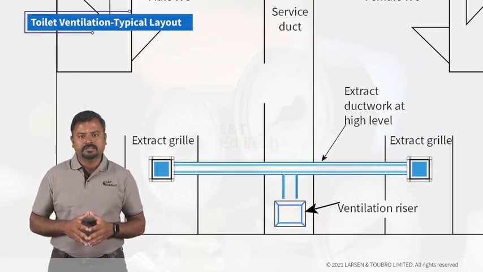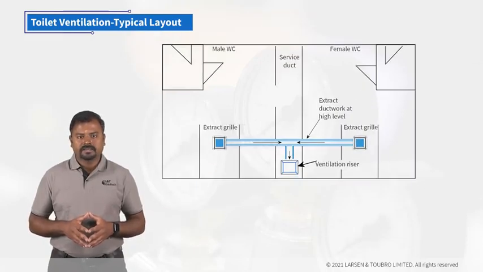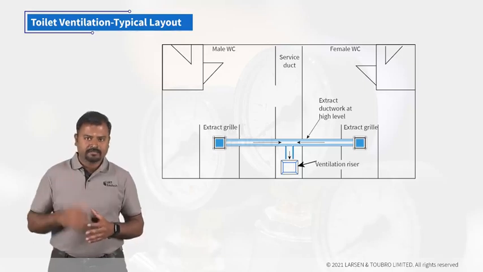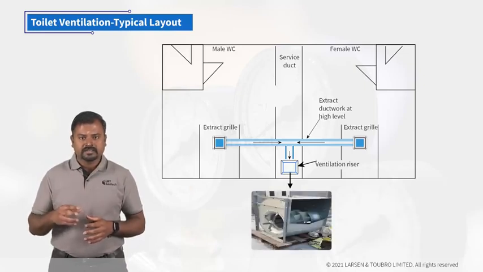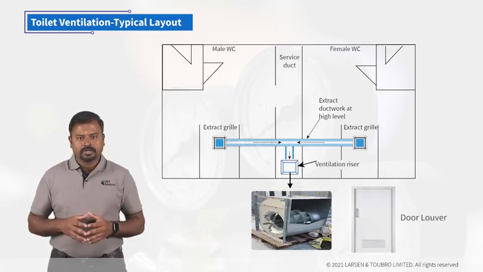As shown in the figure, through the extract grill, air from the toilet enters the extract ductwork which is connected to a common ventilation riser. Generally, all floor extract ductwork is connected to a ventilation riser that leads towards the terrace level. At the terrace level, an exhaust fan is connected to this ventilation riser which finally expels the air into the atmosphere. Toilet entry doors are provided with door louvers or door undercuts, or in some cases transfer grills are provided.